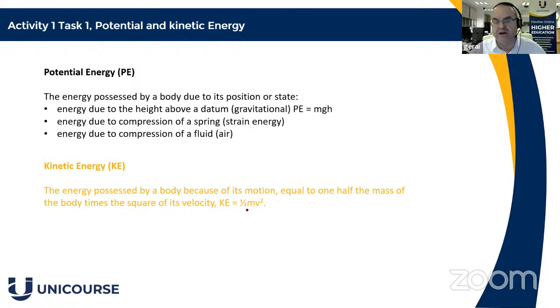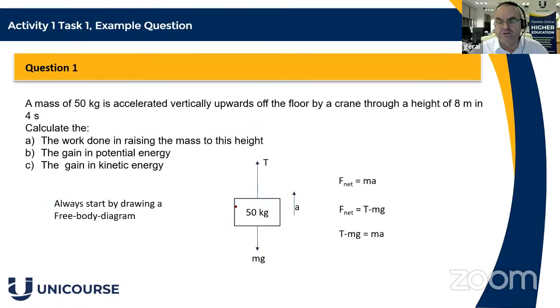All right, so we've looked at Newton's law, and we looked at the definition of potential energy and kinetic energy. So what we'll do is apply those laws to a relatively straightforward question. We've got a mass of 50 kilograms, and it's accelerated vertically upwards off the floor by a crane through a height of 8 meters in 4 seconds.